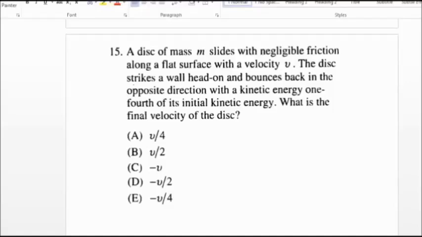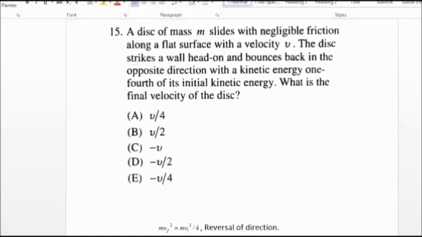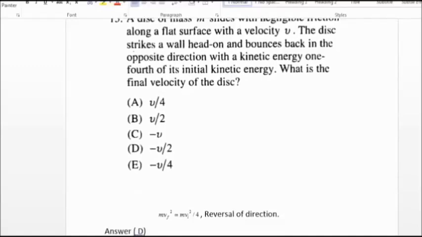So that means the disk collides with the wall head-on and it bounces back, and then its kinetic energy is reduced. That means it is an inelastic collision wherein it loses kinetic energy. Now the kinetic energy is one-fourth. The kinetic energy depends upon the velocity and mass. So the final kinetic energy is one-fourth of the initial kinetic energy.